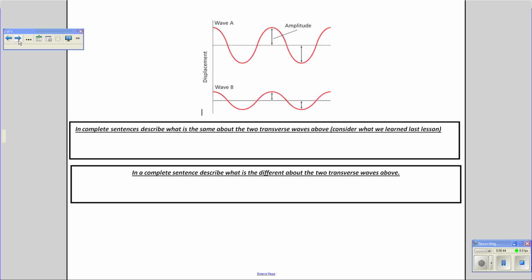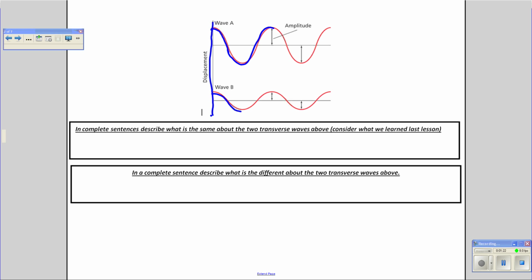Okay, we have two transverse waves. Alright, so let's see what we're looking at here. Now, this y-axis here is our displacement. So basically, how far from the reference point or the center point of the wave does it get? Okay? So the farther up it is, the farther away it is. Wave B is closer. So it doesn't get as big of a wave. So if you think about yourself with a slinky, little tiny shakes, big shakes. Okay?